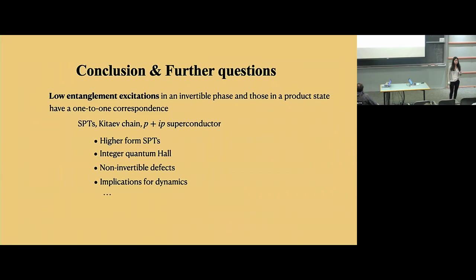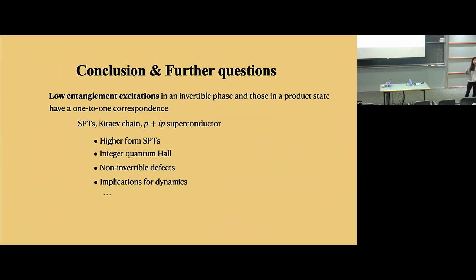I'm a little confused. Say I have a P plus IP superconductor, and I look at the pi flux vortex. That has an excitation which is a Majorana. So would you say that's in one-to-one correspondence with a pi flux vortex in an ordinary superconductor? It has one-to-one correspondence with a 1D excitation.